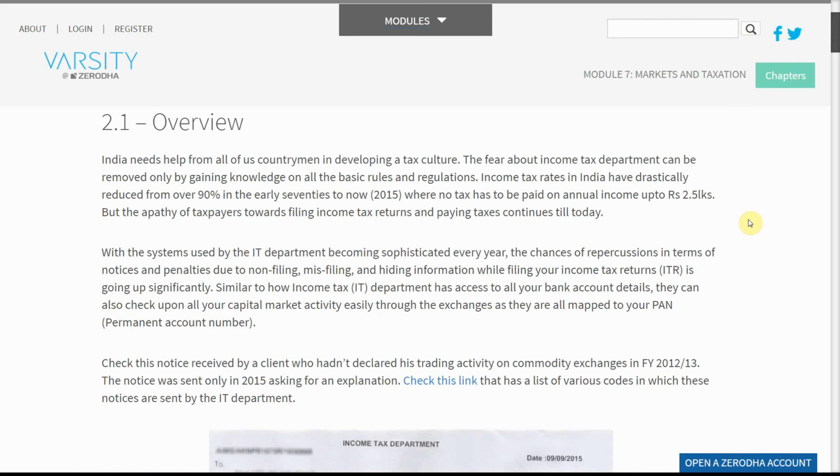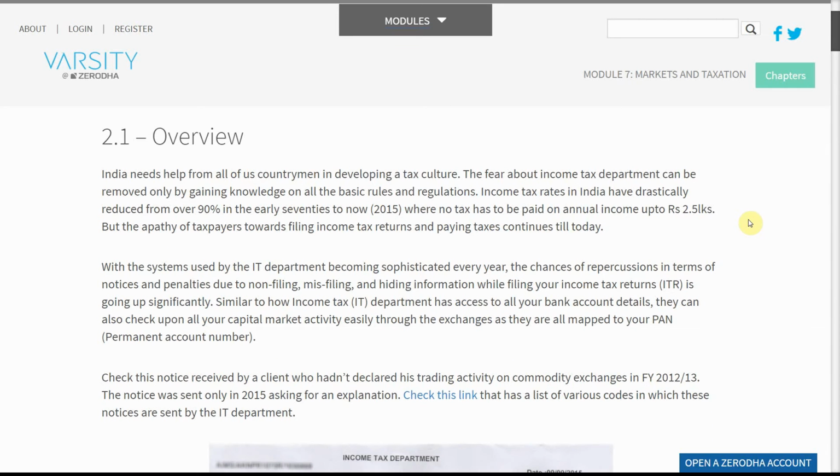Basics. 2.1 Overview. India needs help from all of us countrymen in developing a tax culture. The fear about the income tax department can be removed only by gaining knowledge of all the basic rules and regulations. Income tax rates in India have drastically reduced from over 90% in the early 70s to now, in 2015, where no tax has to be paid on annual income up to 2.50 lakhs.